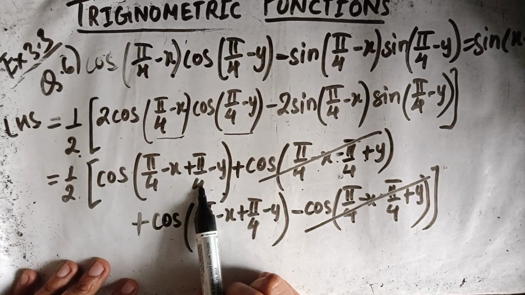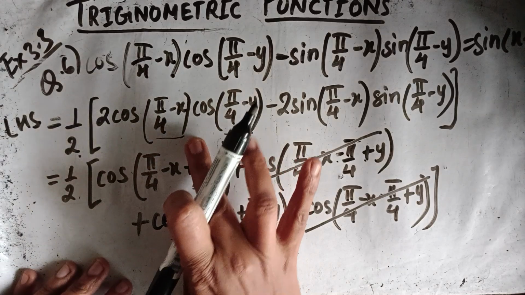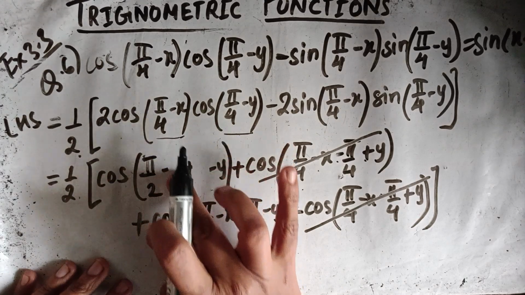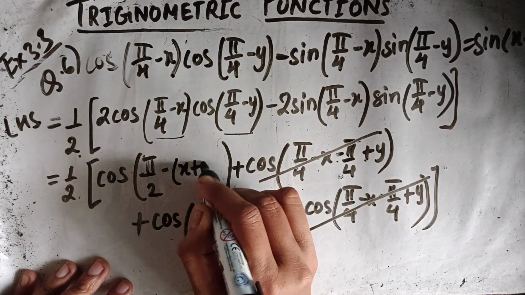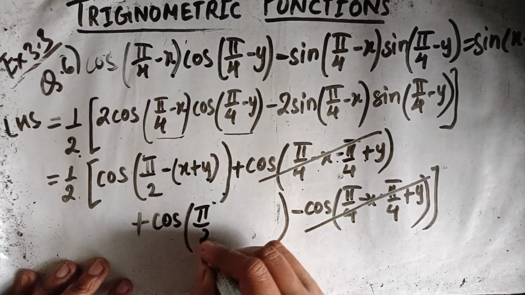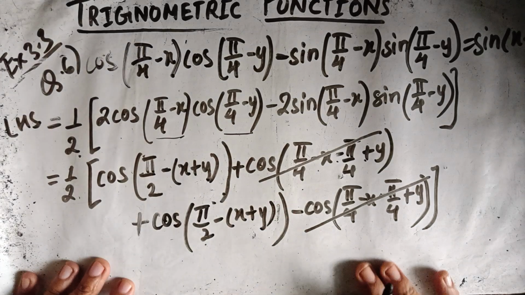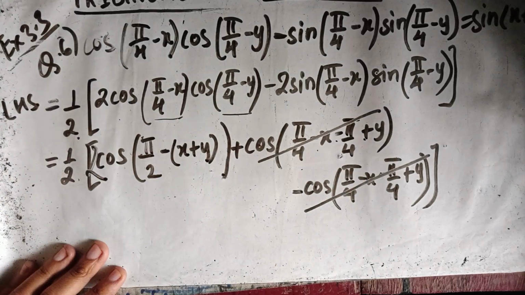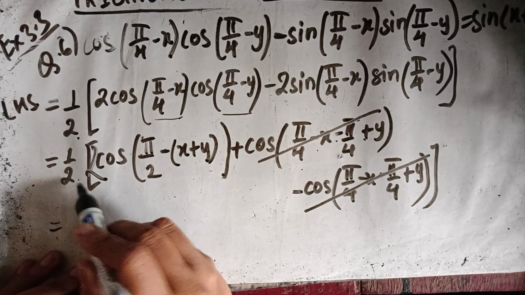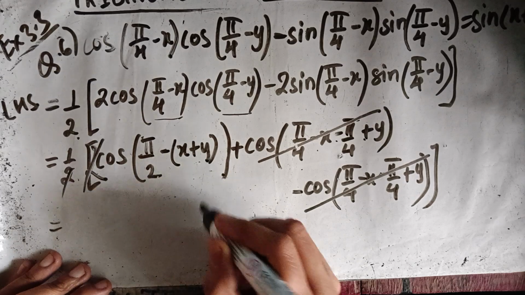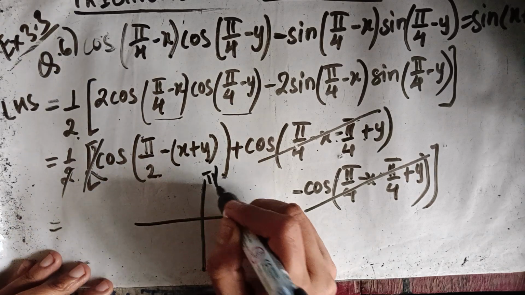So I'll write it here only. Pi by 4 plus pi by 4 is 2 pi by 4, which is pi by 2, right? And this minus I'll keep outside, so inside it will be x plus y. The same way here also. So 2 times, I'll write here 2. So these things are cancelled. So this 2 and this 2 get cancelled. Cos pi by 2 minus x plus y.